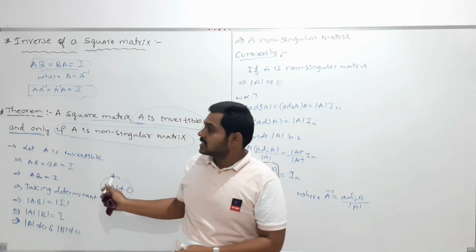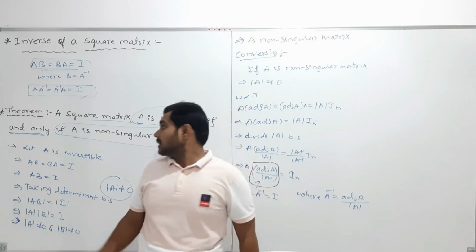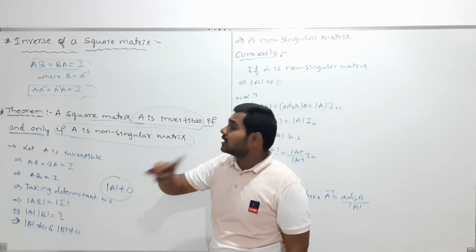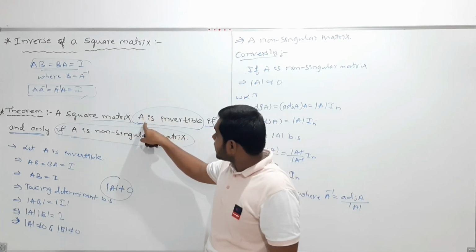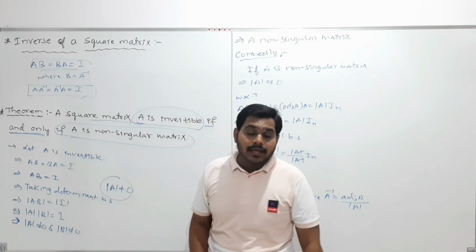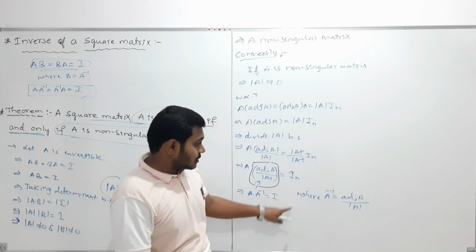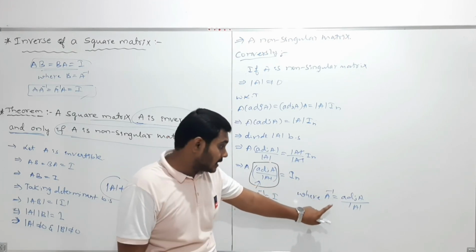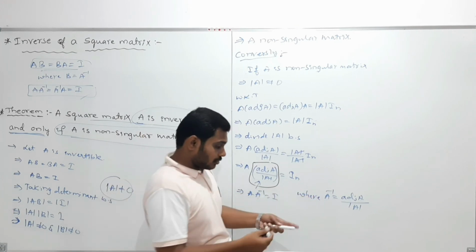Usually they won't ask the proof of this, but for knowledge purposes you should remember it. But always remember this result. Whenever you have a square matrix A, if A is non-singular, then only A inverse exists. So what is A inverse, my students? Please remember, this is a very important formula to find the inverse, which I am going to use in future.